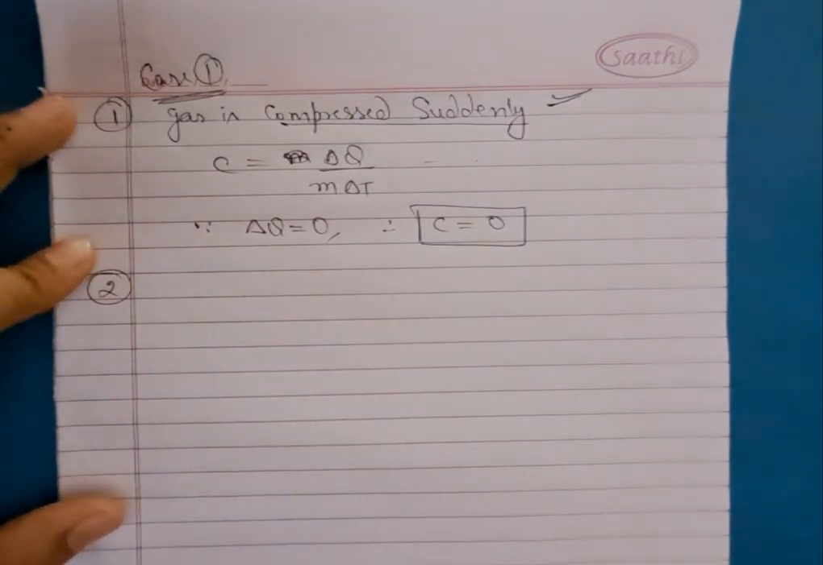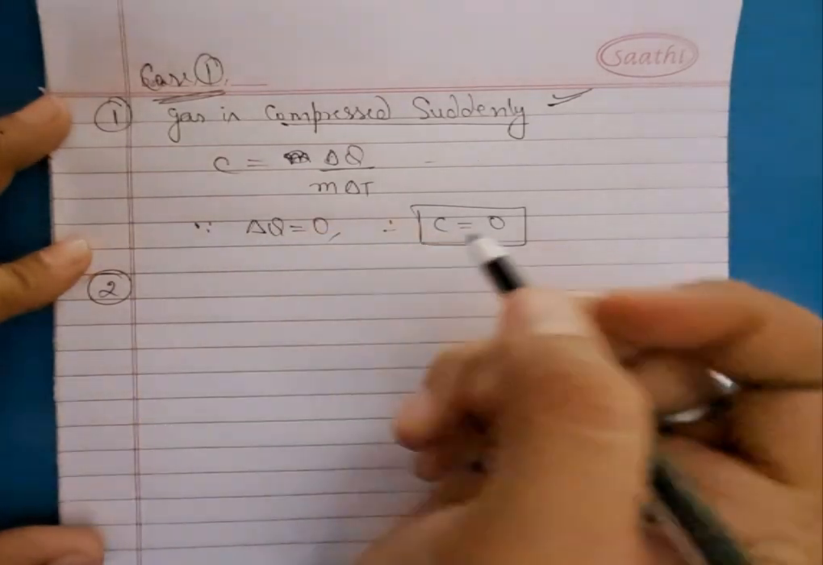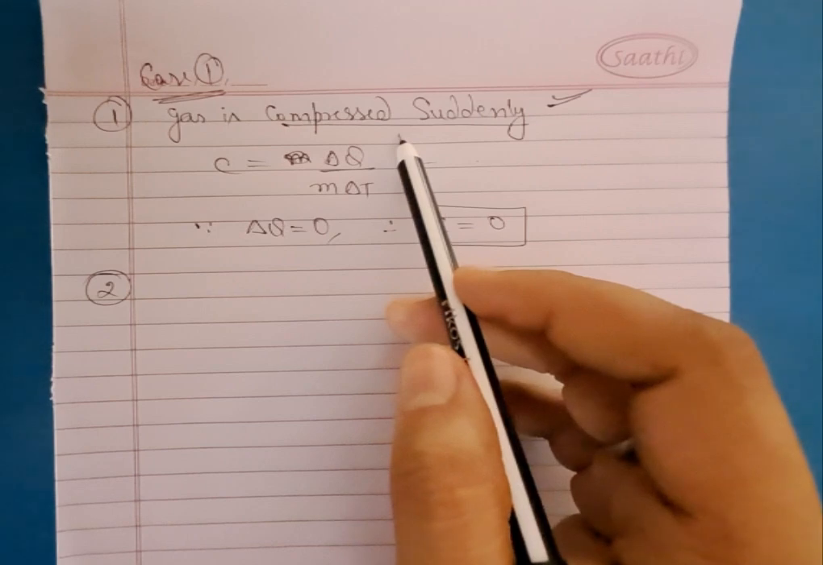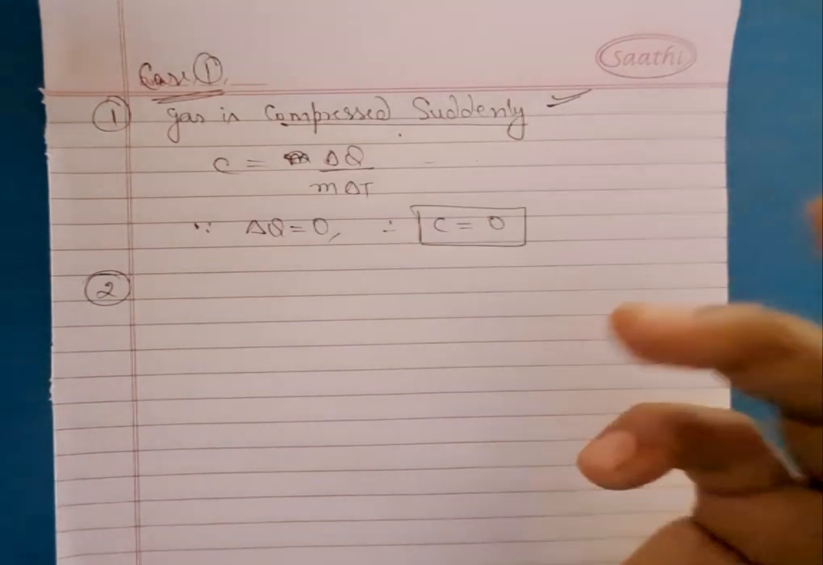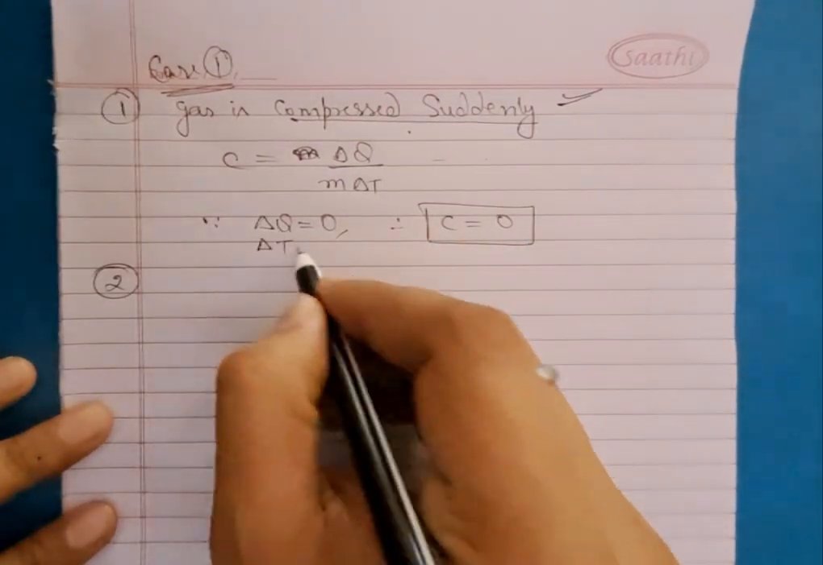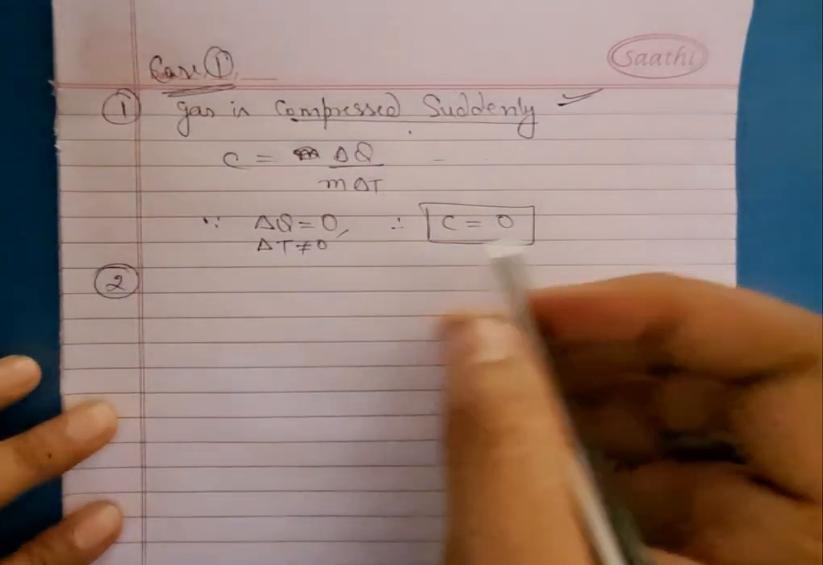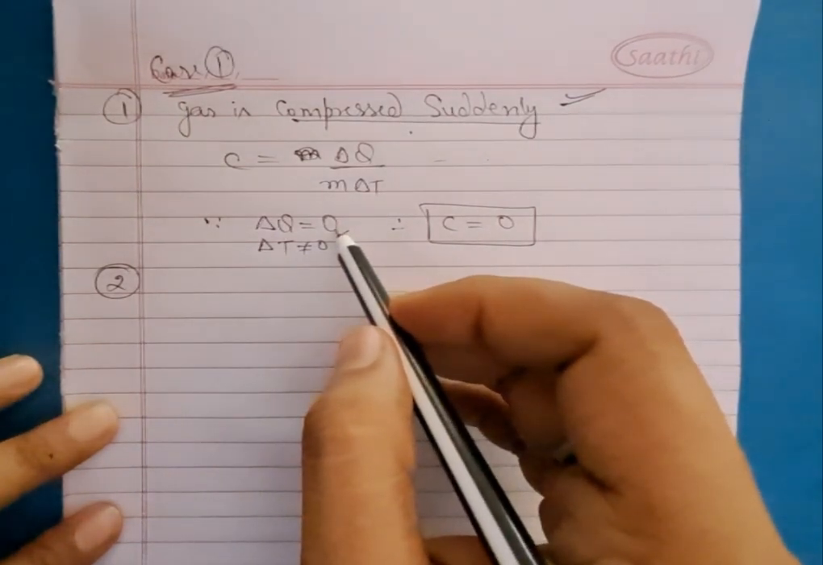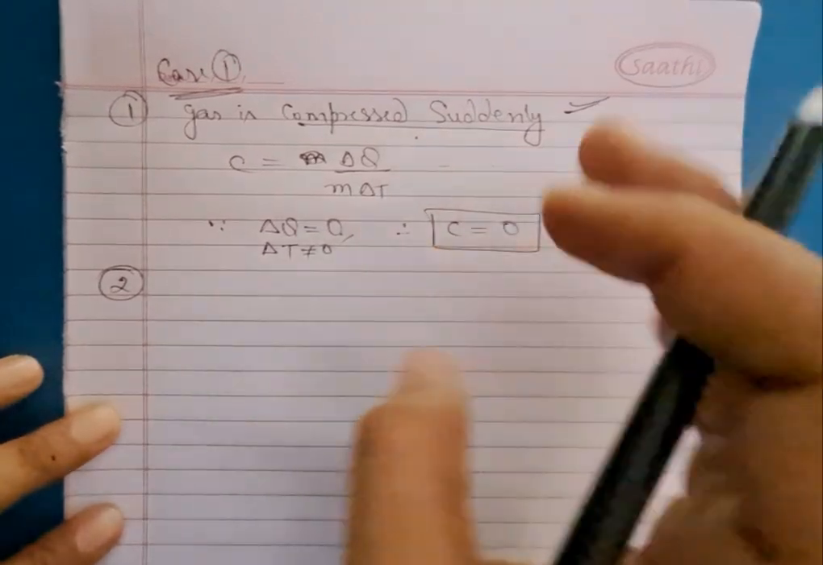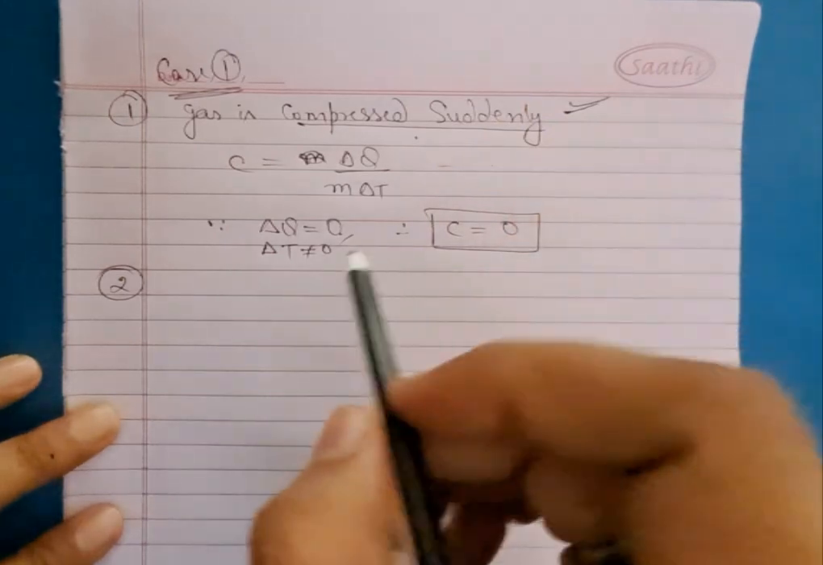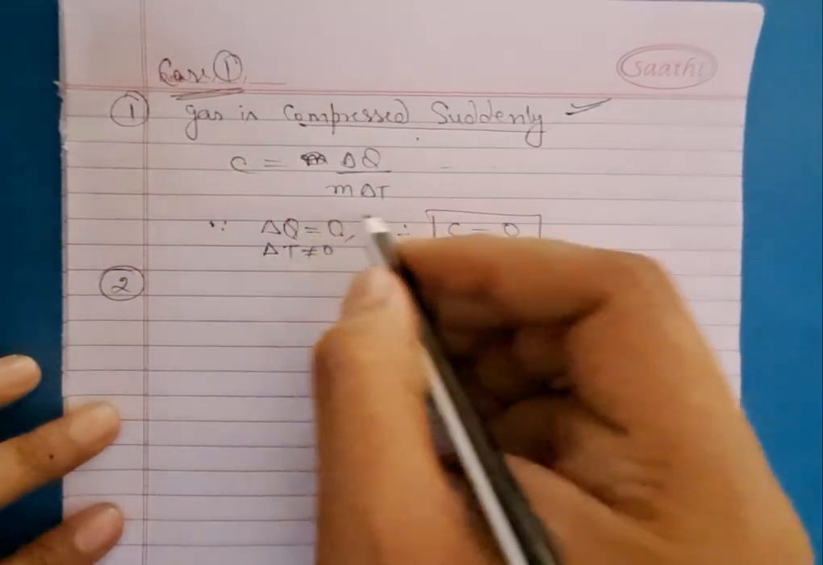Now, one thing more: when the gas is compressed suddenly, the gas gains some random kinetic energy. A sudden increase in temperature takes place, so delta T is not equal to 0 here. But the overall change in heat energy remains the same, since it is an isolated process, and under isolated conditions there is no change in the heat energy.